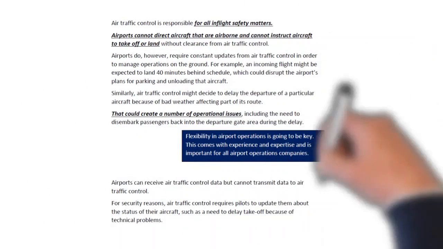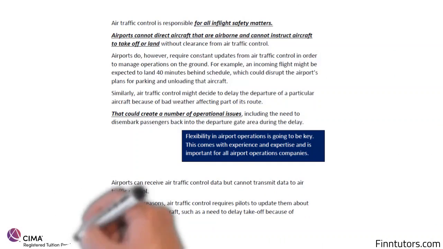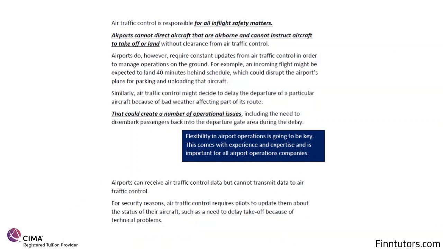So, air traffic control is also responsible for all in-flight safety matters. Whatever happens inside the flight is also controlled by the air traffic control, because obviously, when the flight has taken off, there is no real communication. Pilots can only communicate with the air traffic control system.